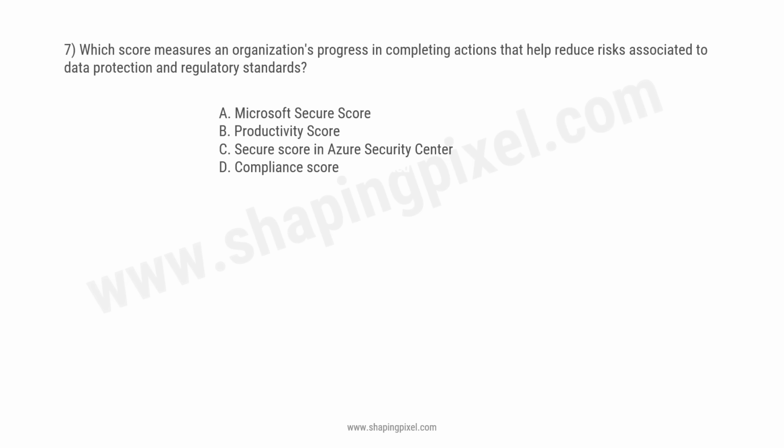Question number 7. Which score measures an organization's progress in completing actions that help reduce risk associated to data protection and regulatory standards? And we have four options. Option A, Microsoft Secure Score. Option B, Productivity Score. Option C, Secure Score in Azure Security Center. And option D, Compliance Score.